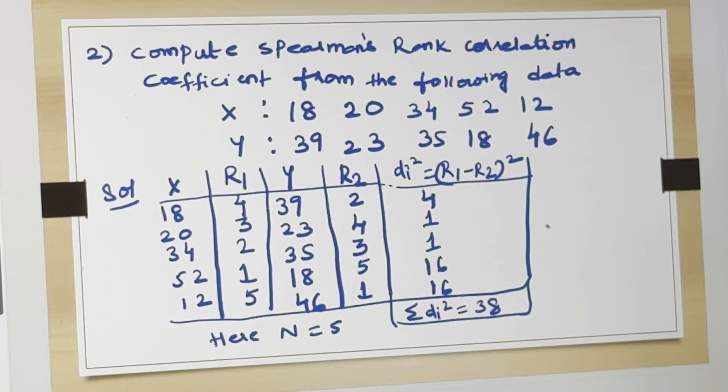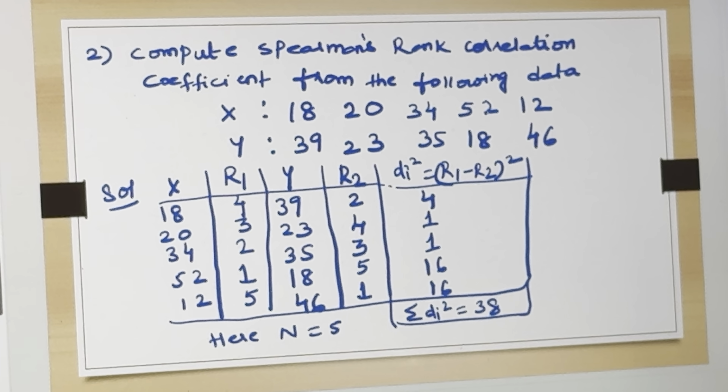5. What is the formula? This particular example is based on non-repeated ranks. कोई भी observation repeat नहीं हुआ है, हर एक value एक ही time दिया है, तो इसके लिए which formula you are going to use? Non-repeated ranks का formula क्या देखा है हमने? Capital R is equal to 1 minus 6 into summation di square upon n cube minus n.